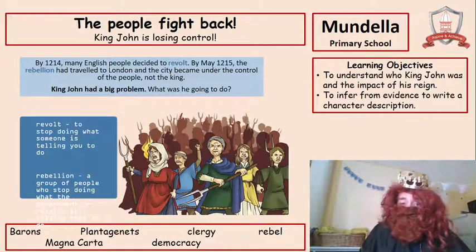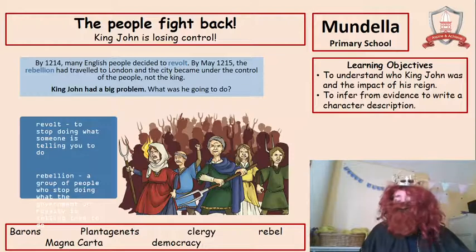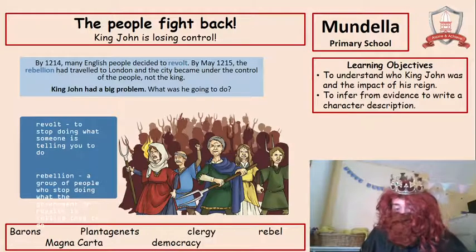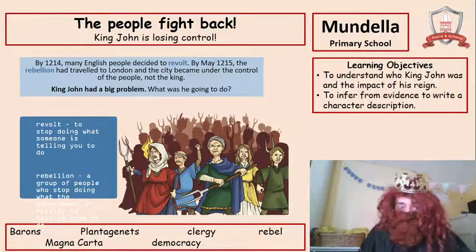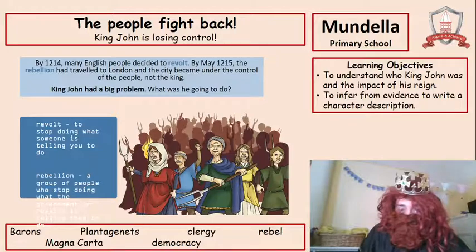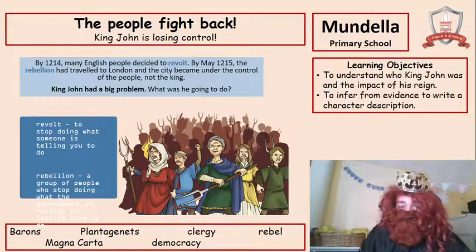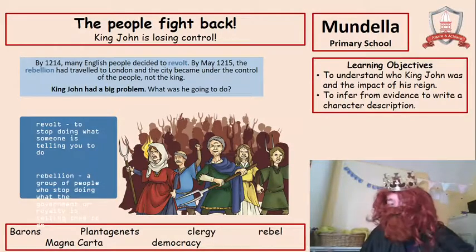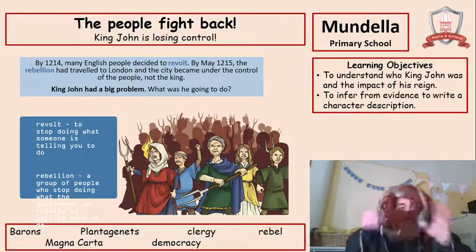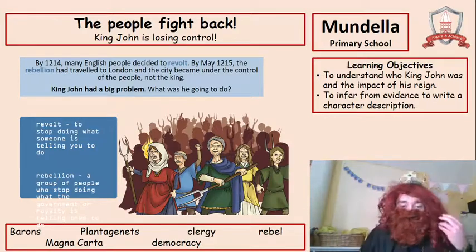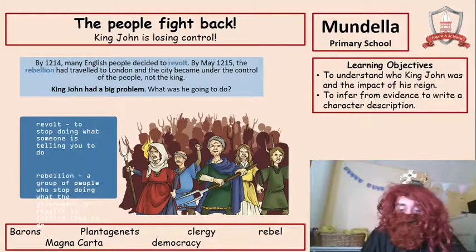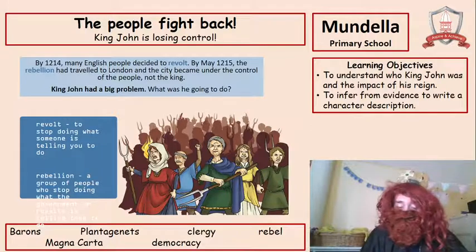And by May 1215, the rebellion had travelled to London, the always angry people with pitchforks I can see in that picture, and they tried to take control of the city. Not me. It was a big problem. What do you think I should have done? There goes my crown again because I'm angry. What do you think I should have done? Instead, I'll leave you to answer that one. I need to calm down.